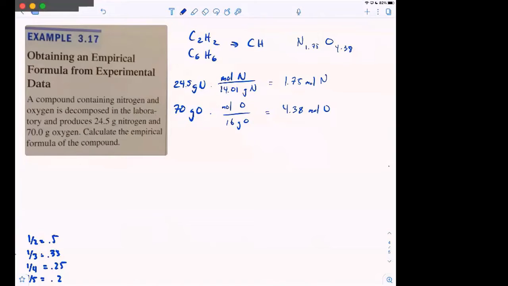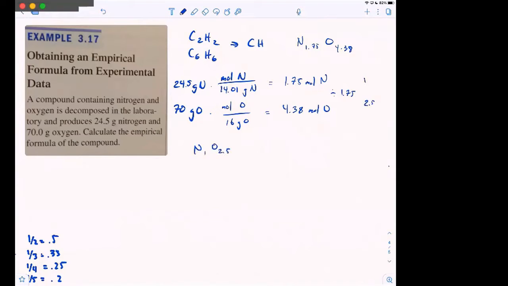Okay, so now we have a ratio of 1.75 moles of nitrogen to 4.38 moles oxygen. What do we do? We divide both these numbers by 1.75. I can do this math in my head. This is going to be 1 mole nitrogen. And what is 4.38 divided by 1.75? This is going to be 2.5. So now we have nitrogen 1. We don't really need the 1, but I'm putting it there for emphasis. Oxygen 2.5. We're like, yeah, there we go.